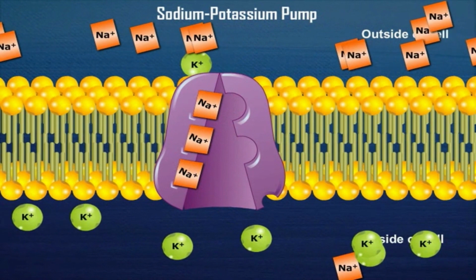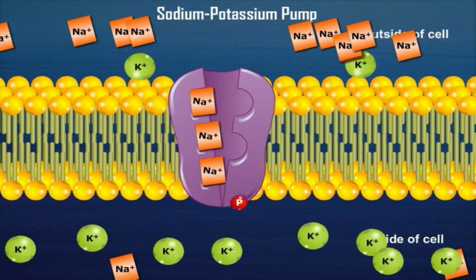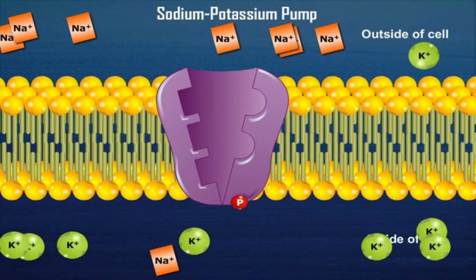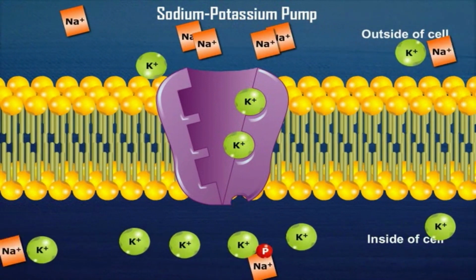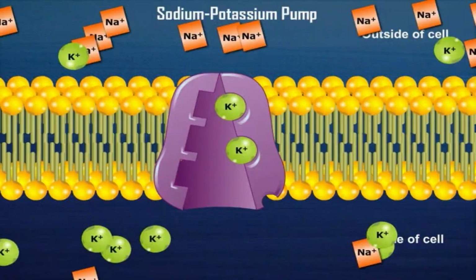Now you would have observed that this transport of sodium and potassium ions is against their individual concentration gradients and it involves the expenditure of ATP. So this process is known as active transport.